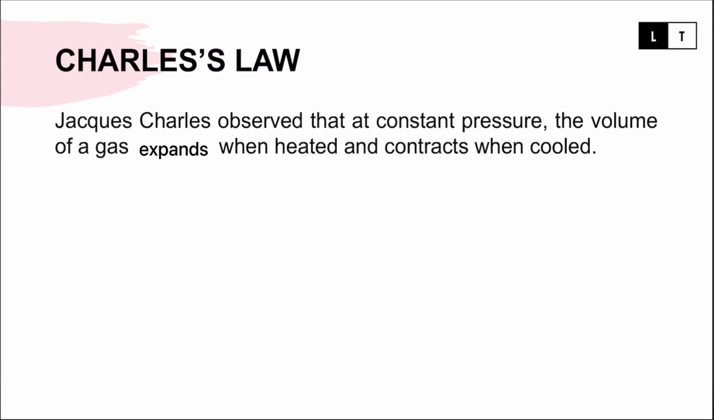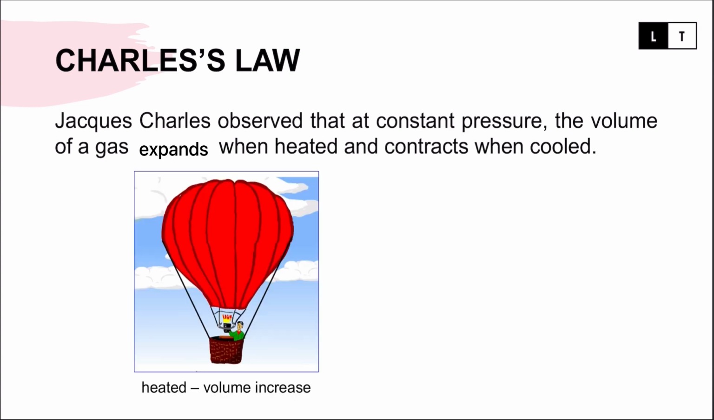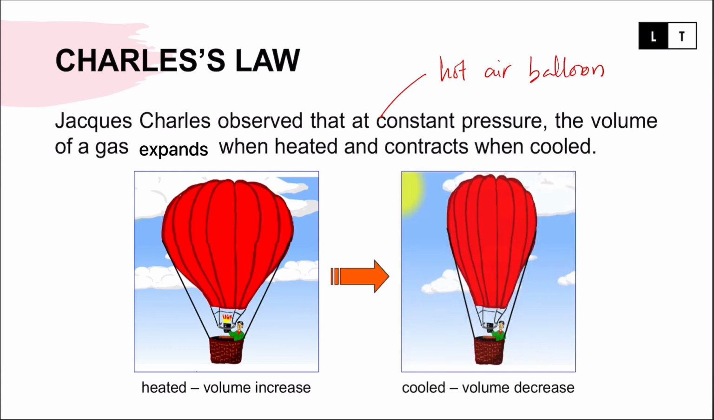So let's try to understand what Charles' law states first. So Charles' law observes that at constant pressure, the volume of gas expands when heated and contracts when cooled. So contoh analogi dia adalah hot air balloon. Awak boleh nampak dekat sini. Bila kita panaskan balloon, so maknanya dia makin mengembang. So volume dia increase. Tapi bila kita sejukkan dia, volume dia decrease. Maknanya volume itu contracts. Okay, contracts maknanya dia mengecut.